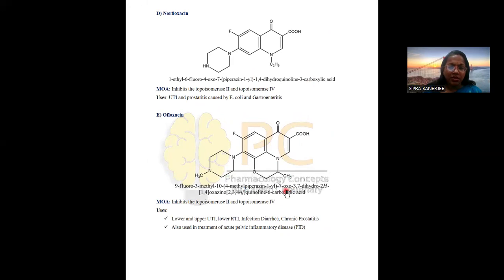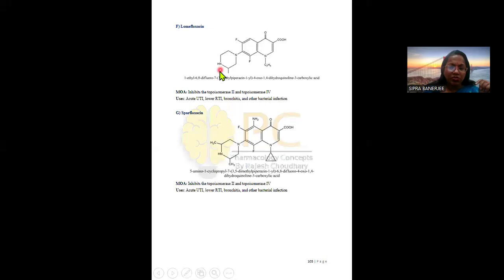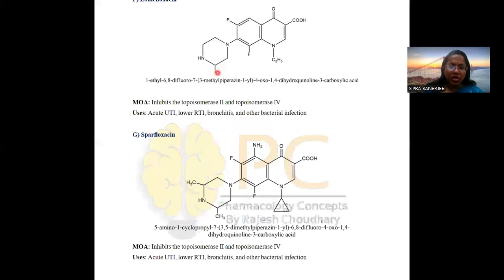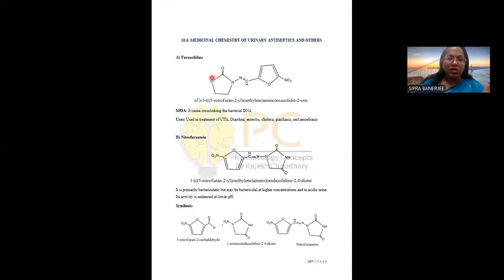Ofloxacin is one of the important drugs for lower and upper UTI and lower RTI, and also for the treatment of acute pelvic disease. Levofloxacin and ciprofloxacin are modern drugs which can be used for different UTIs, RTIs, bronchitis, and bacterial infections. Gatifloxacin is a modified drug, also an oral drug, with antibacterial action in the eye, and it is also used in the oral formulation for urinary tract infection. Moxifloxacin is also an important one, available in oral form.